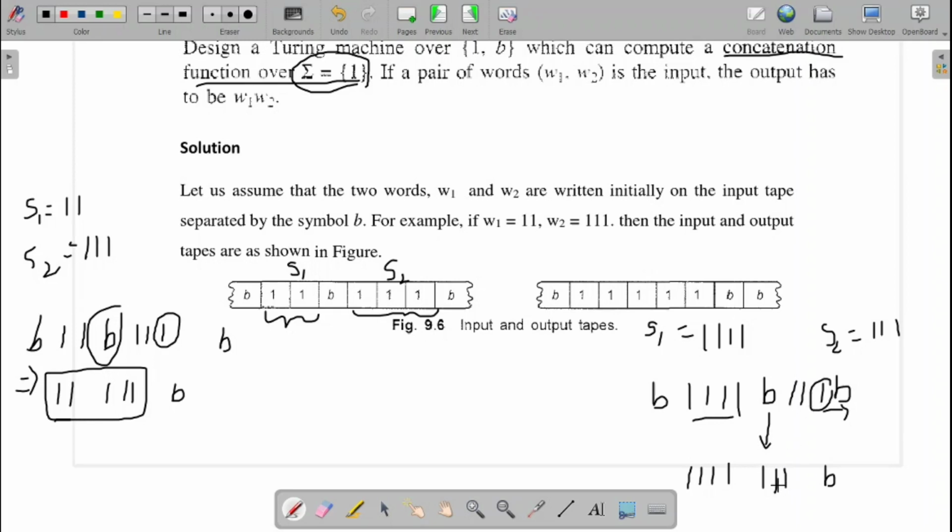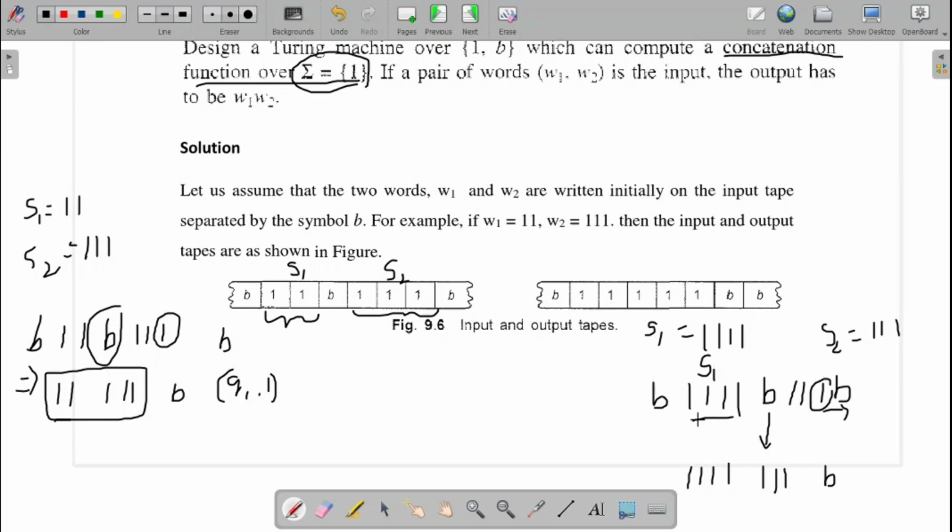So how can we do this? Let us go with the simple logic. First we start from Q1. Let me take Q1 as my start state. Q1 on 1. This is for processing S1.